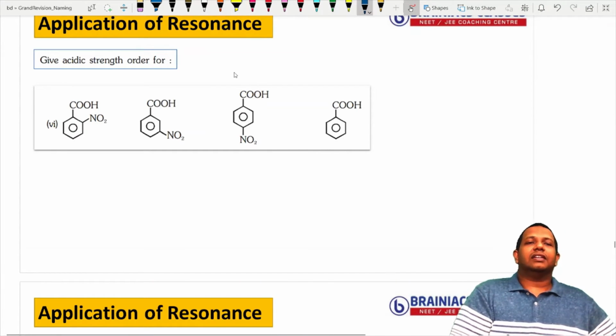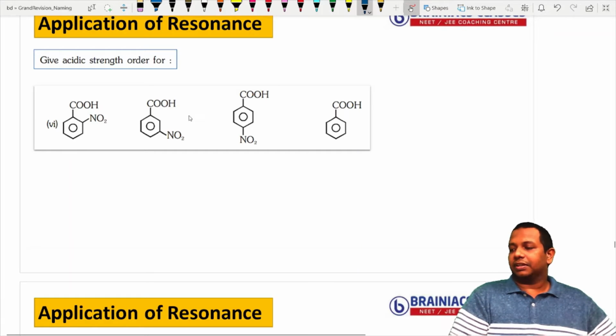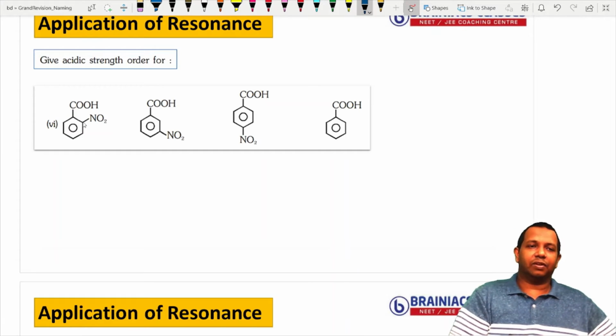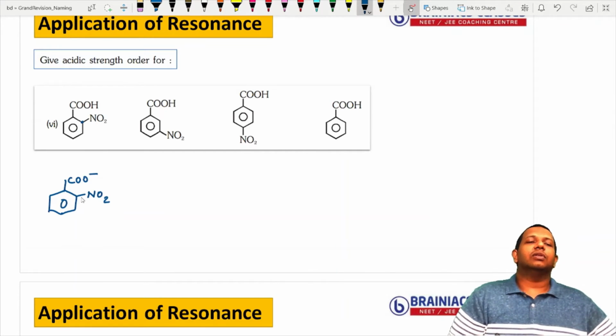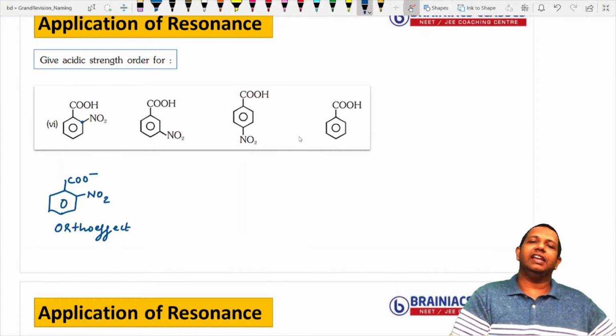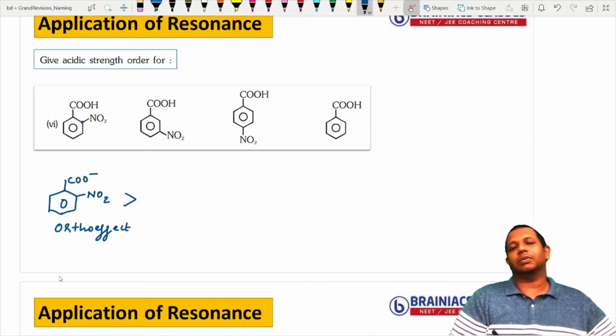Here again benzoic acid derivatives are there, but you can see in one of the species ortho substitution is there. So in the first species, let me draw that. So carboxylate anion. Now here ortho substitution. Don't think about who is connected, just check whether it is ortho substituted. So it's ortho substituted, so we can say ortho effect. So this will be a stronger acid than any other one. So I can easily put this one.